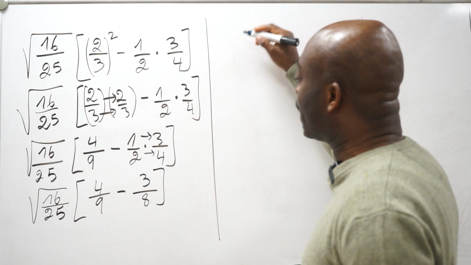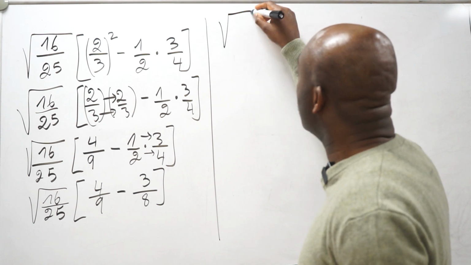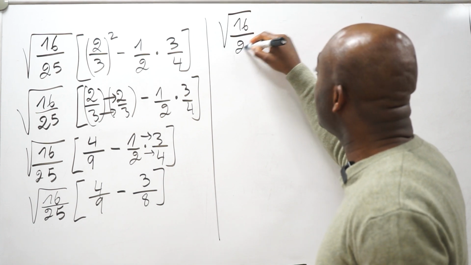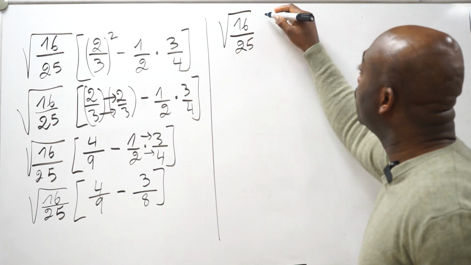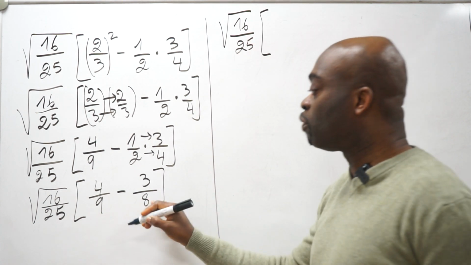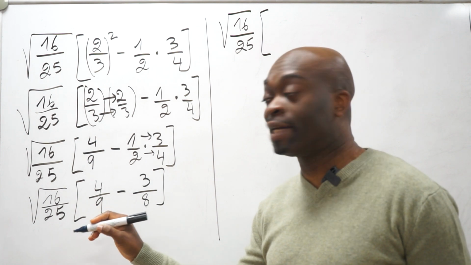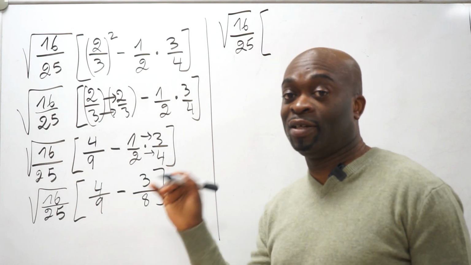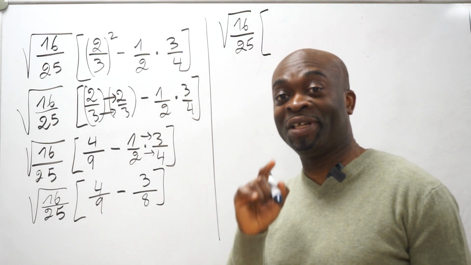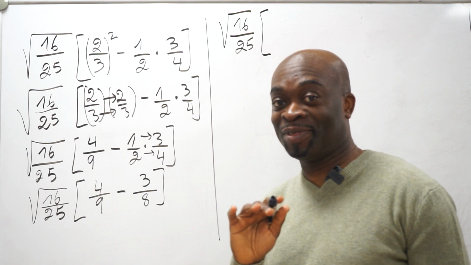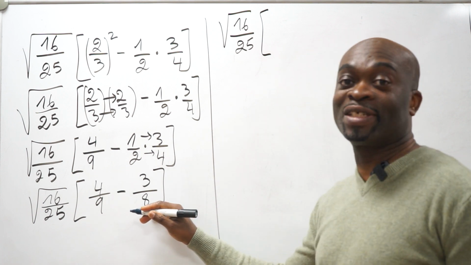So once we get back here, this is equal to the square root of 16 over 25. Then the lowest common denominator will be what you get when you multiply these two together. So 9 by 8 is going to give us what? Ladies and gentlemen, remember your multiplication. We're not using calculators. So 9 by 8 is going to give us 72.